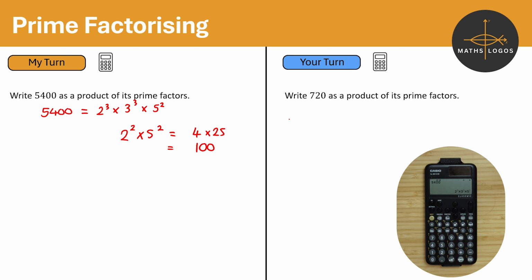Pause the video and give this question a go with your calculator, and I'll pop the answer up on screen in a second. So you should have come over to your calculator, you should have typed in 720, and then hit execute, format, and then converted it down to a prime factor here. And you should have got an answer as we see on screen there of 2 to the power of 4 multiplied by 3 squared multiplied by 5.